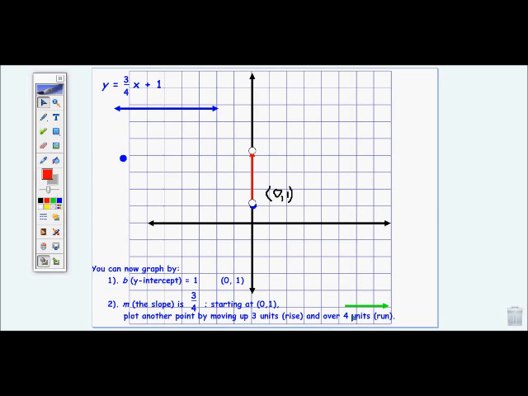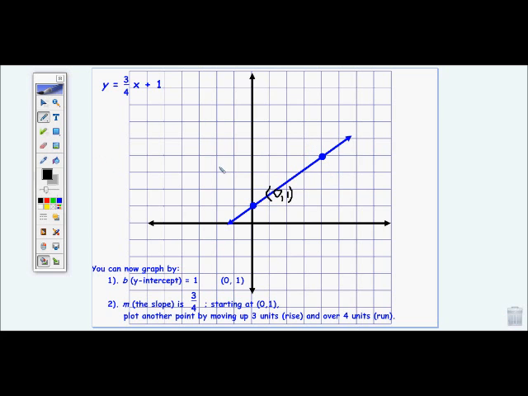And it's a positive, so I went upwards. And then run, which is also a positive. I go from that point. I'm going to run 1, 2, 3, 4. So my next point is going to be there. My slope was rise 3, run 4. And then I would go ahead and put my line, because this is a linear equation, so that it would run through those 2 points. Let's go ahead and get rid of our rise and run, and that would be the graph of that line.